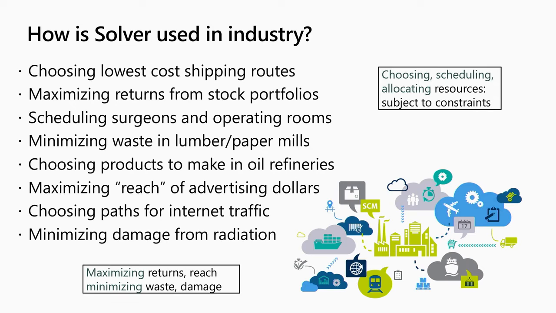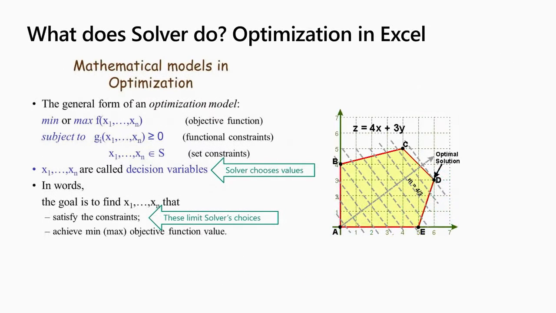So what these things tend to have in common, you'll notice, is minimizing and maximizing appearing again and again, and choosing, or similar words like scheduling and allocating resources. And that's the nature of an optimization problem. And if you Google on optimization problem, you'll get something like this on the web. This is just from a web page. So what we're doing is we are choosing values for a set of decision variables, x1 to xn.